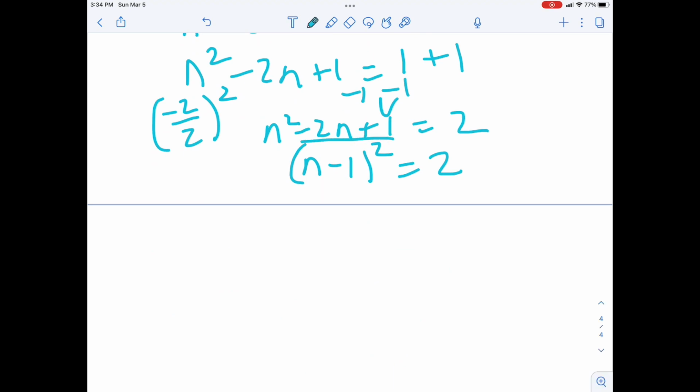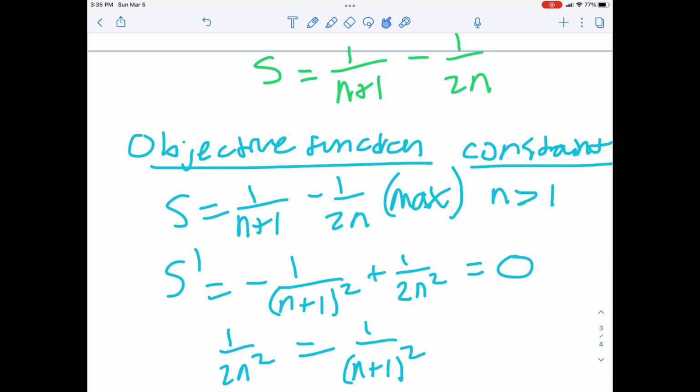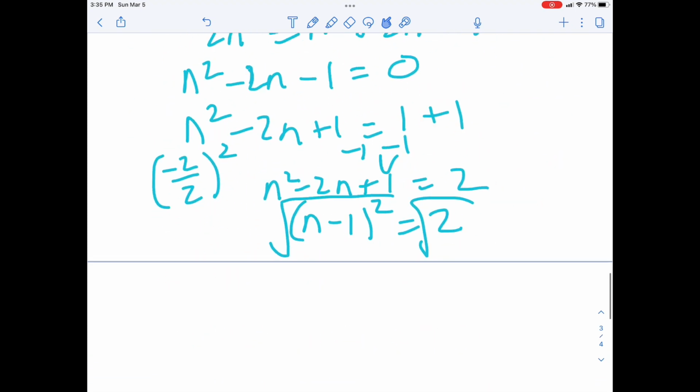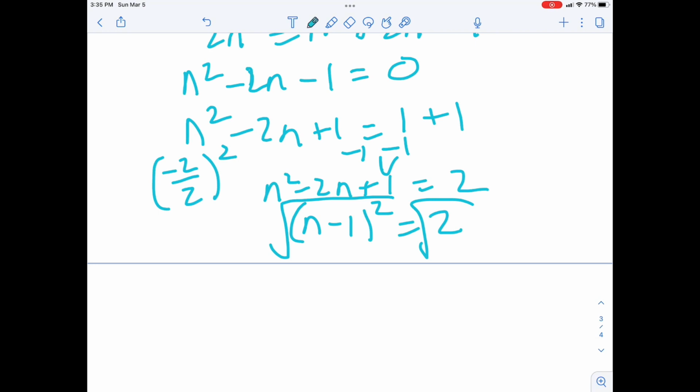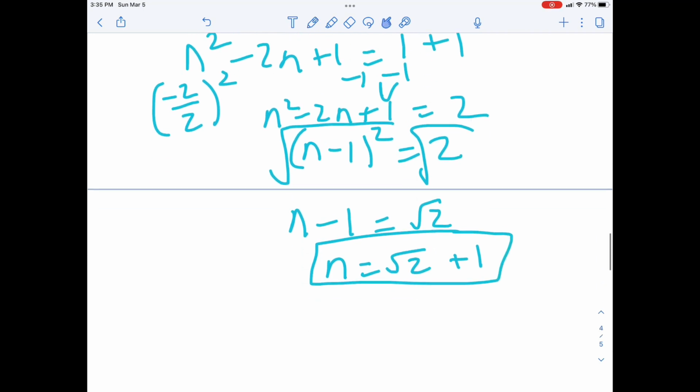If you then take the square root of both sides, I'm only going to pay attention to the positive square root because of this constraint that I had where n is going to be greater than 1. So the negative square root is kind of like an extraneous answer. So you're just left with n minus 1 equals root 2. So then n equals root 2 plus 1. And that is the value of n that will maximize the area of S.